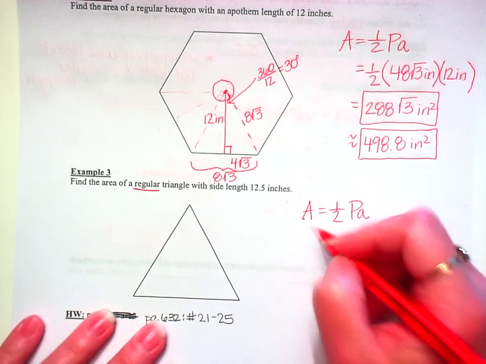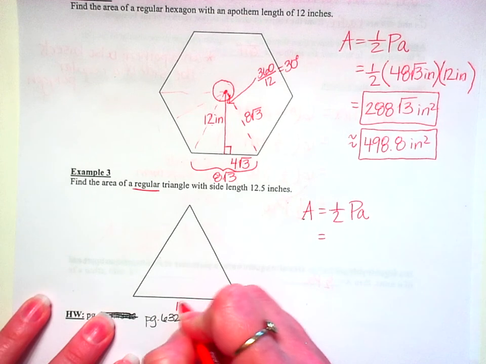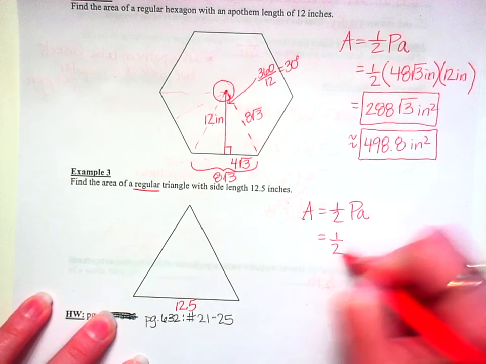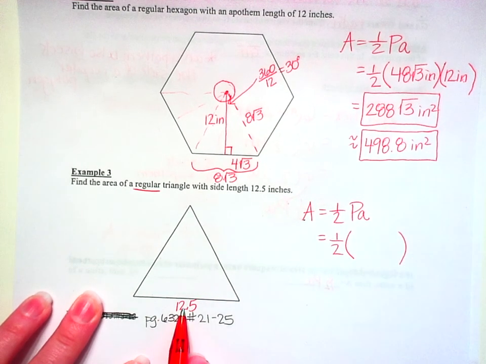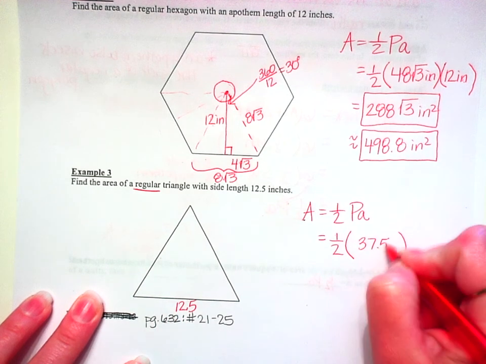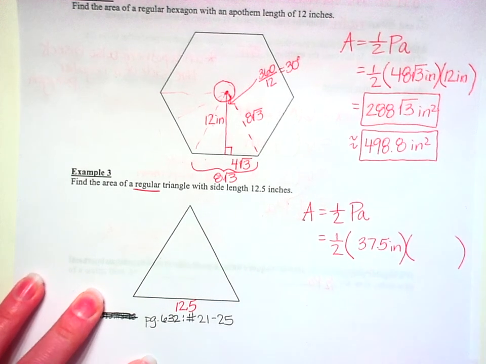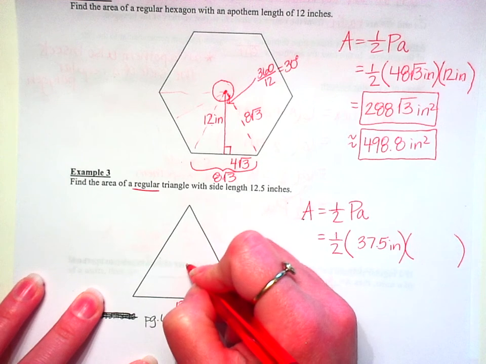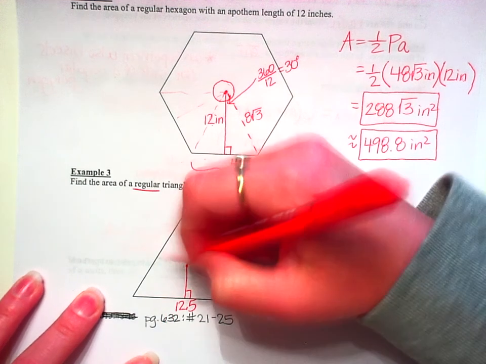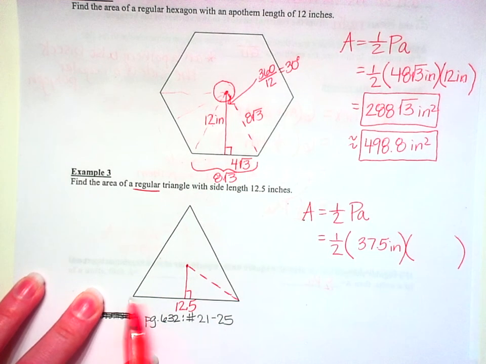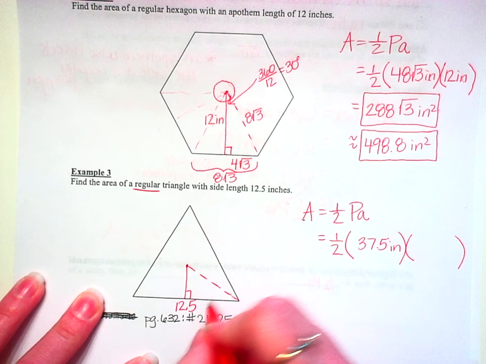All right, so it says that the side length is 12.5 inches. That means the perimeter would be 12.5 times 3, so 37.5 inches. We need to figure out the apothem, so I'm going to draw it in. I'm going to make a right triangle. If this entire side is 12.5, then this side right here is 6.25.